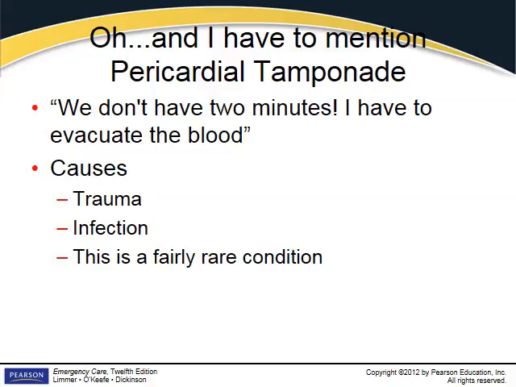Pericardial tamponade. You guys remember way back in lecture 1, we talked about that pericardial sac. There is fluid in there normally. If you have too much fluid, this can inhibit the pumping action of the heart. I had to put this quote in there.